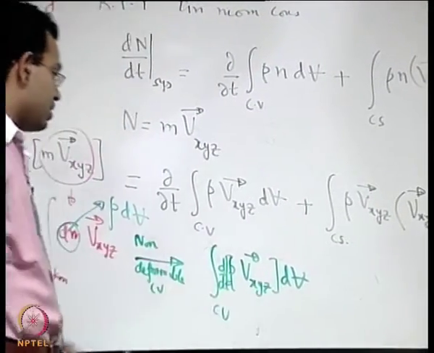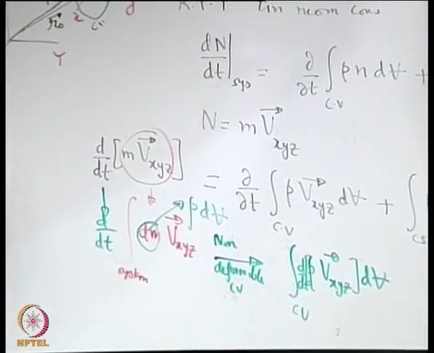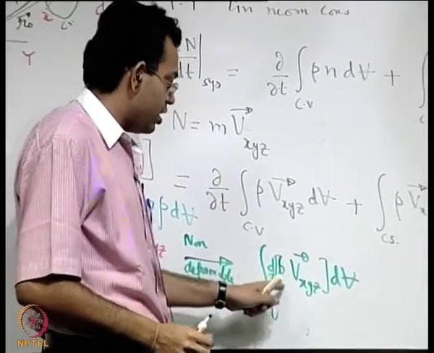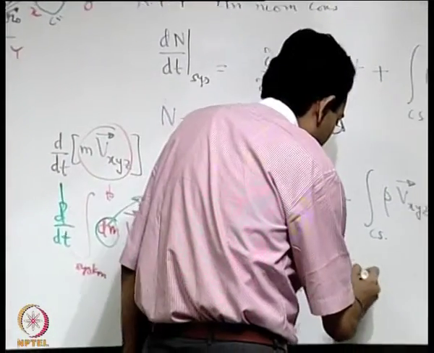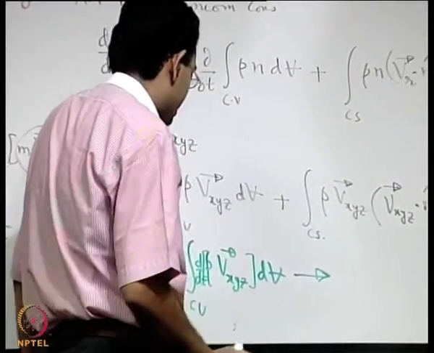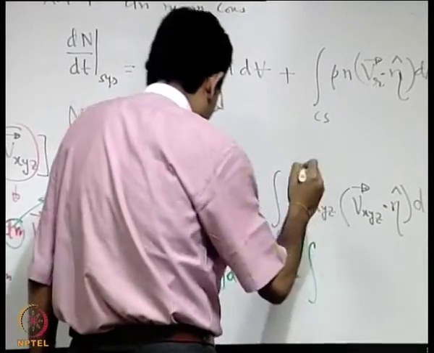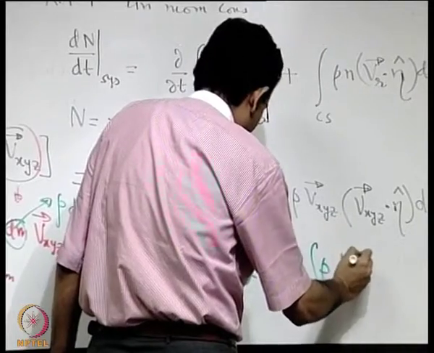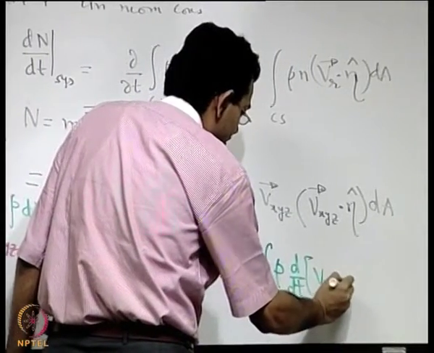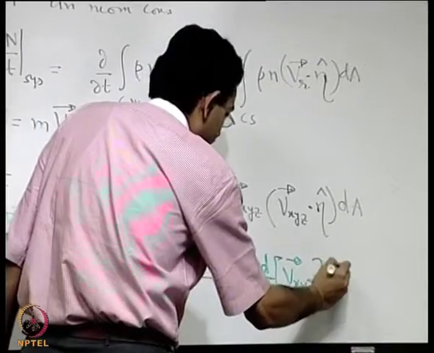Next step is that we will assume that rho is not changing with time. So, if rho is not changing with time, we will just write this as integral of rho d/dt of V small xyz dV.